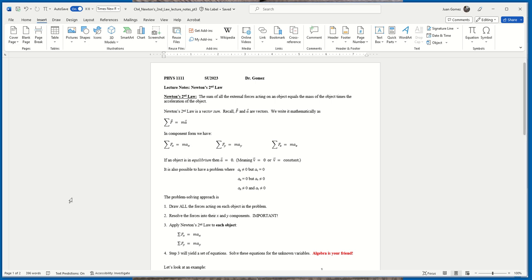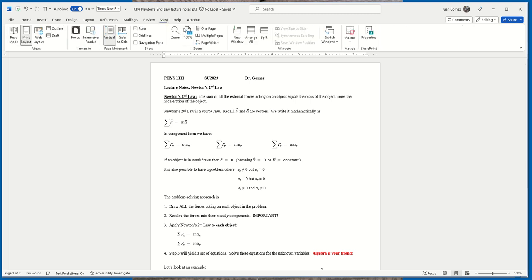Well, remember, Newton's second law is a vector equation. It's a vector sum. And it states that the sum of all the forces acting on an object equals the mass of the object times the acceleration. Well, remember, it's a vector. Vectors in general have, the real world is three-dimensional. Vectors have an x component, a y component, and a z component. But obviously, we're just going to deal with x and y.